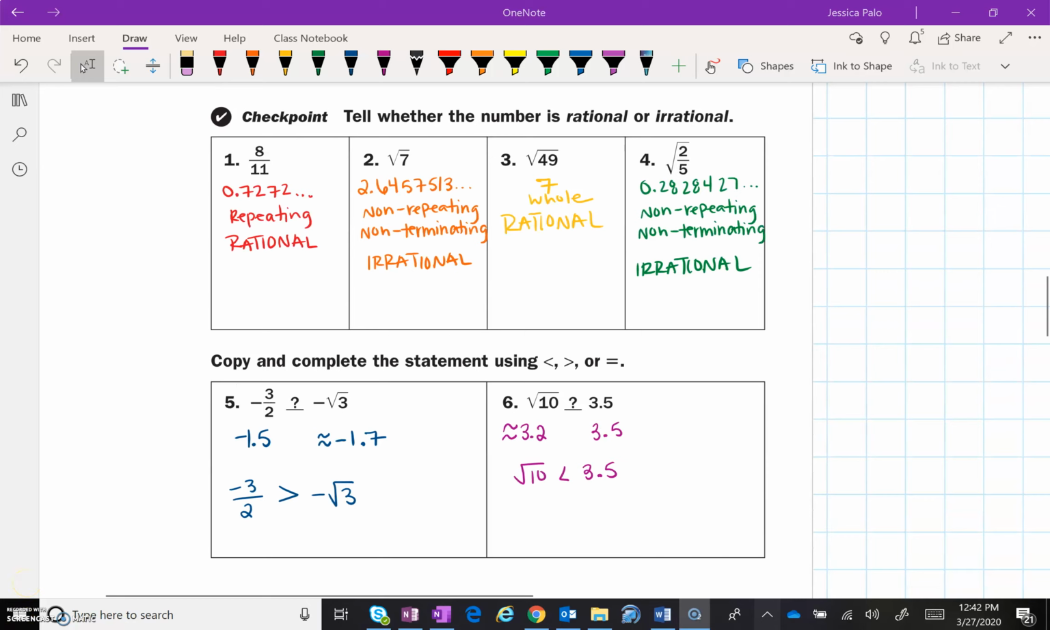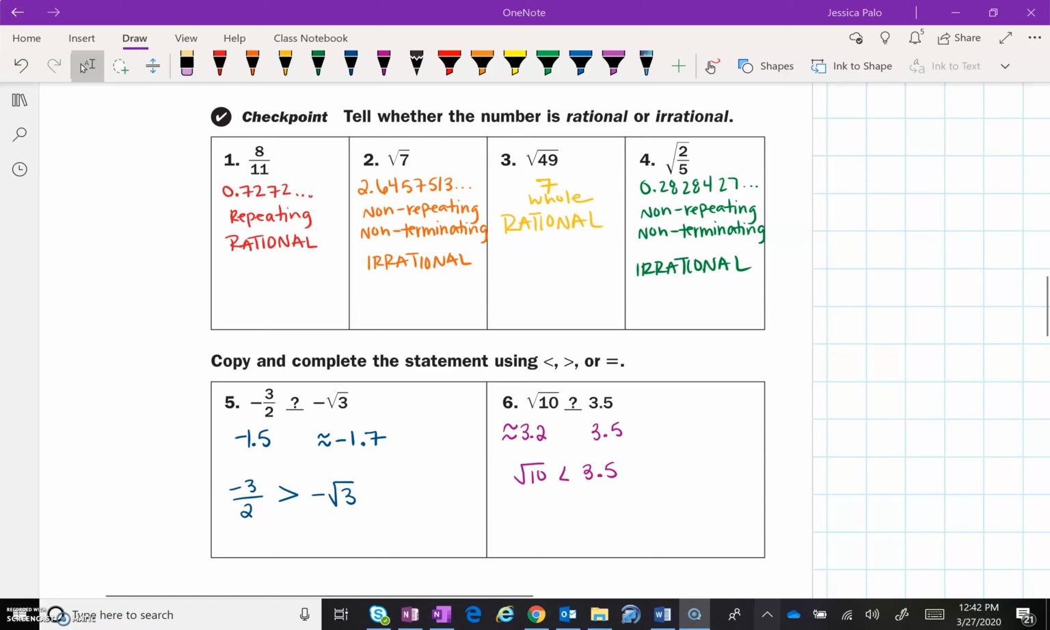Here are your solutions. Number 1, 8 over 11, this was a repeating decimal, so it is rational. Number 2, radical 7 was a non-repeating, non-terminating decimal, which would make it irrational. Number 3, square root of 49 is 7. That is a whole number and rational. And number 4, radical 2/5, that is a non-repeating, non-terminating decimal, which makes it irrational.